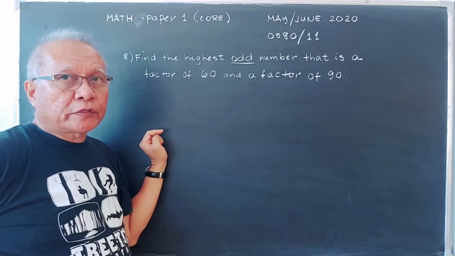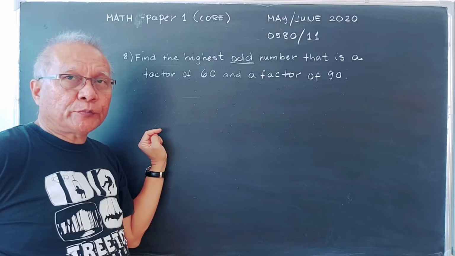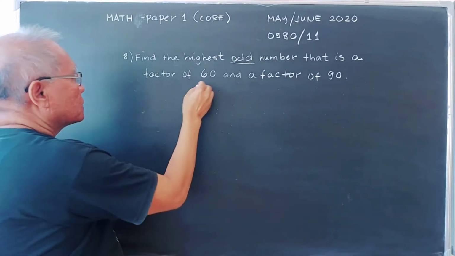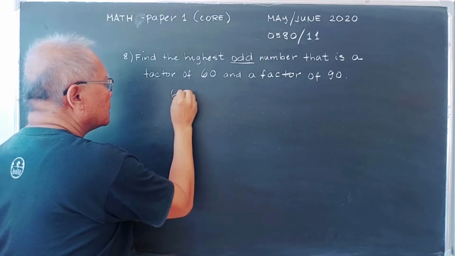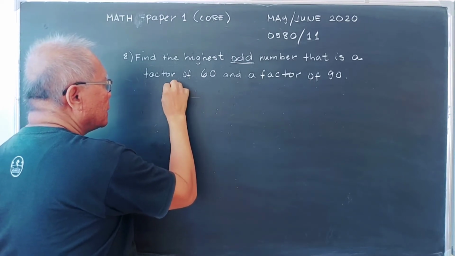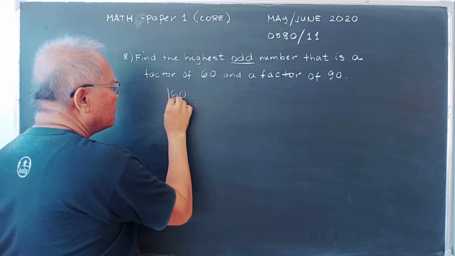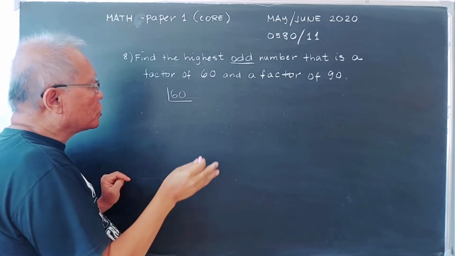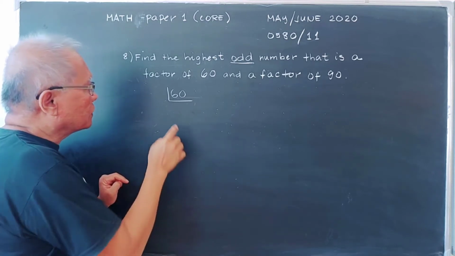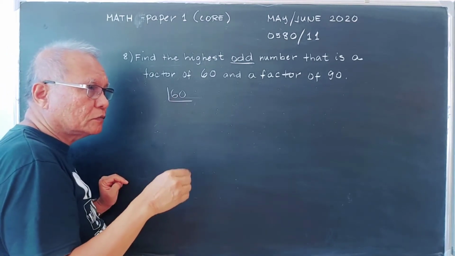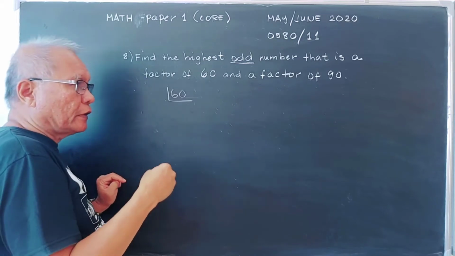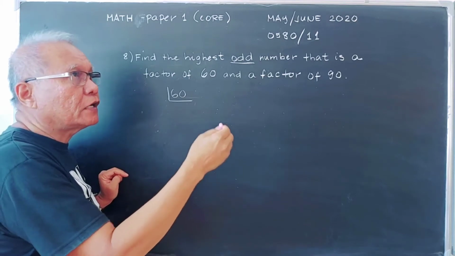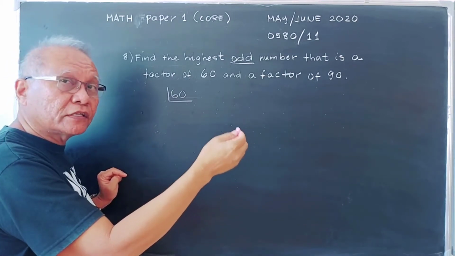Do you know how to get the prime factored form? The PFF? Okay, let's do it. For 60, we write 60 here, and we have the inverted symbol of division, or the manual division. We start from the prime number 2. After 2, we cannot use the 2 anymore. Then we have 3, 5, 7, and then 11, 13.